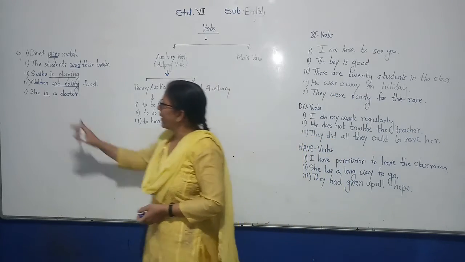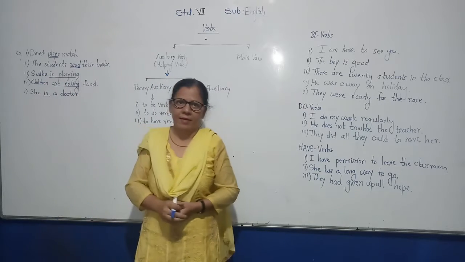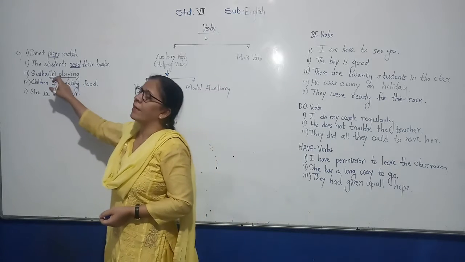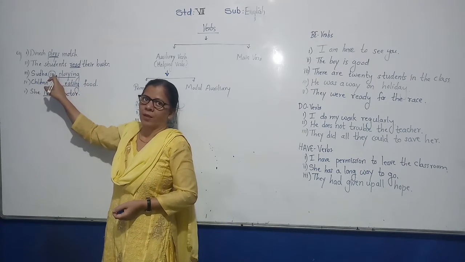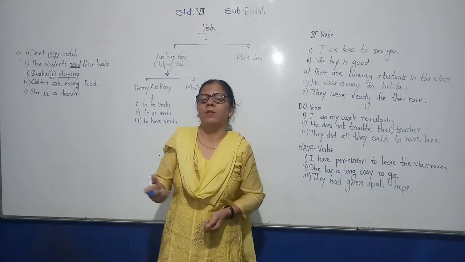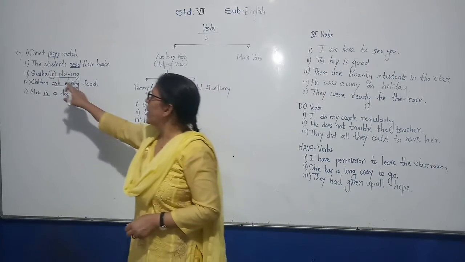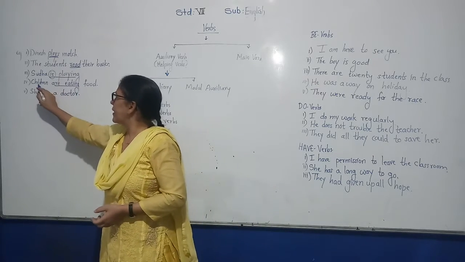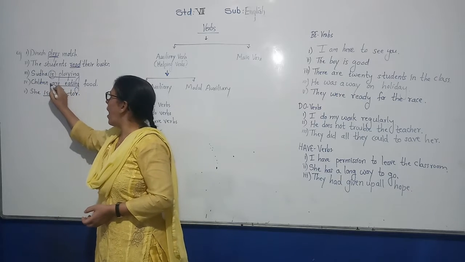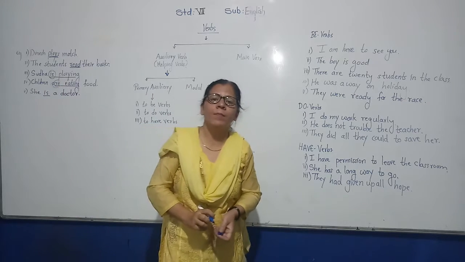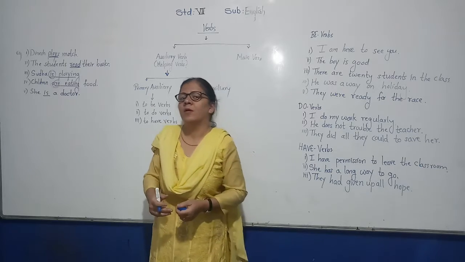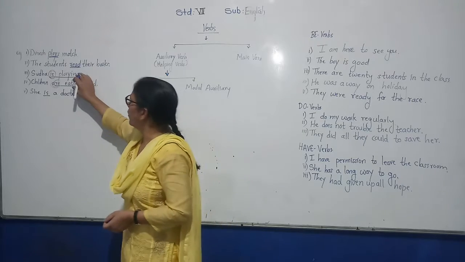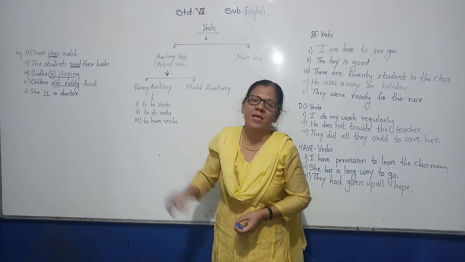Now let's see the second example. Sudha is playing. Now the verb is a helping verb. It helps to understand the meaning of the main verb, that is play. Next example also, children are eating. Now are is also a helping verb. It helps to understand the meaning of the main verb, that is eat. So such verbs are called auxiliary verbs.